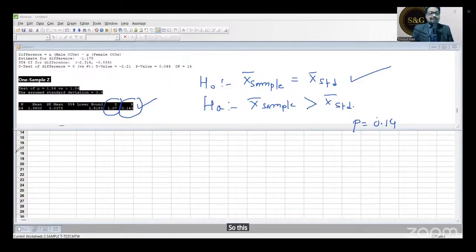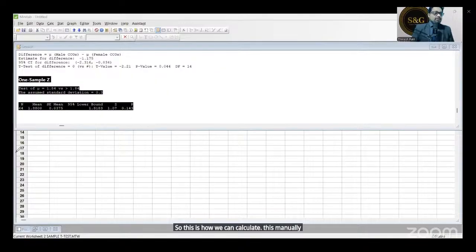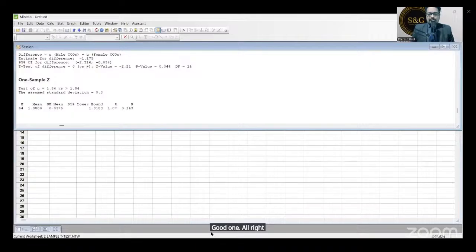Clear? Just give me yes in the chat box. So this is how we can calculate this manually as well. Just give me yes. Super. All right. Very good.